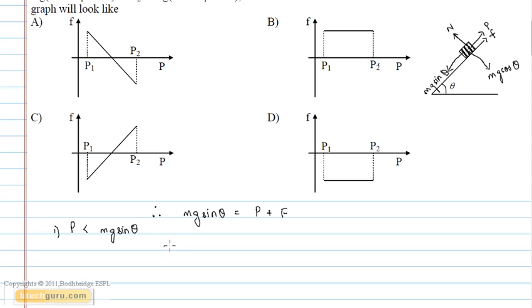So, the minimum value of P for the block to remain stationary can be mg sin theta minus mu mg cos theta. As the force P increases, the frictional force will decrease and will be equal to 0 when P is equal to mg sin theta. In this case, the block will have a tendency to move down, so the frictional force will act in the positive direction. As P increases, the frictional force will decrease and will be equal to 0 when P is equal to mg sin theta.